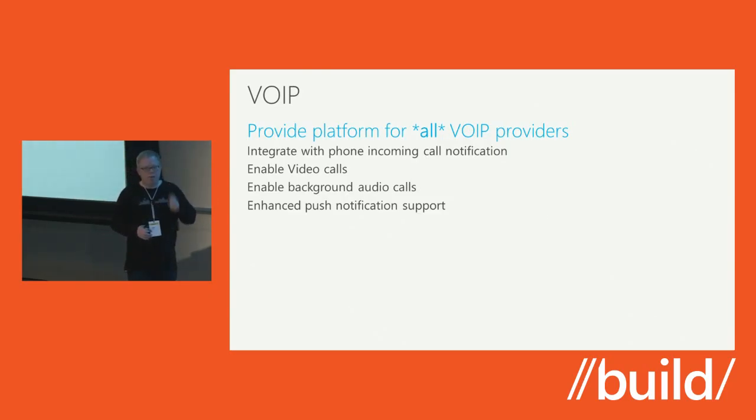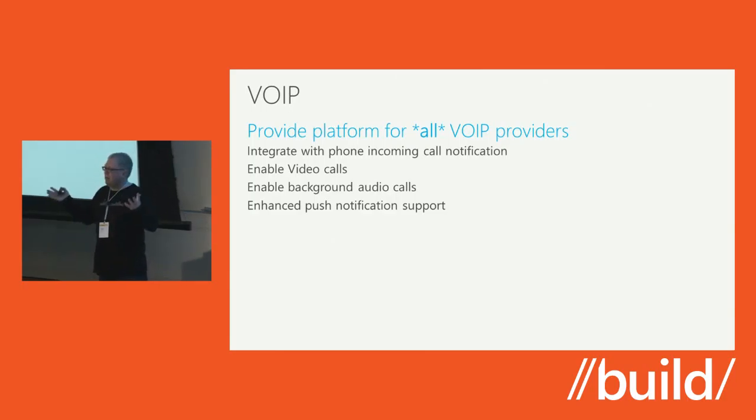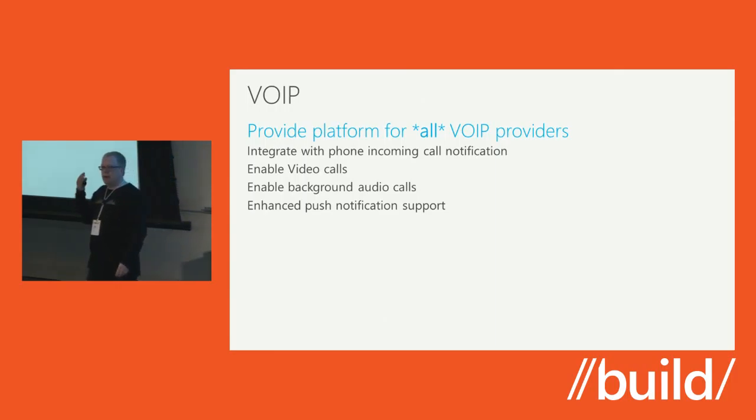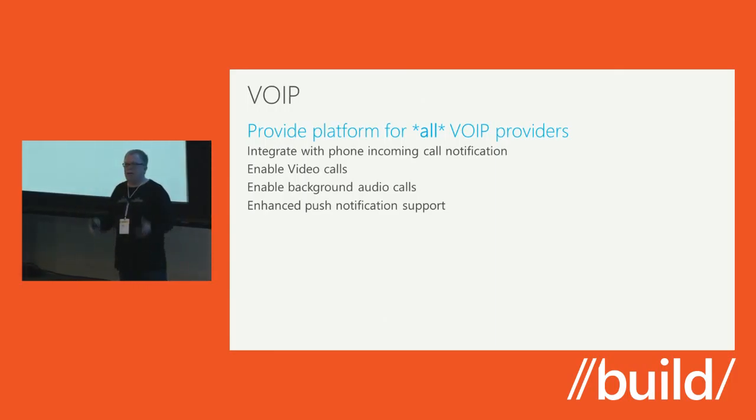So you can integrate with the phone incoming call notification. We can enable video calls, which is kind of a given. But also enable background audio calls. Currently, with Skype on Windows Phone 7.5 or any of the VoIP applications, if I go and check my text messages, then the call drops. Clearly not what you wanted to do. So we're enabling background audio, and we're enabling enhanced push notification support. So this has enabled Skype. You don't even have to be running Skype, and I can accept a phone call that will just come in. It will pop up just like a phone call. And it's super simple for you to do.